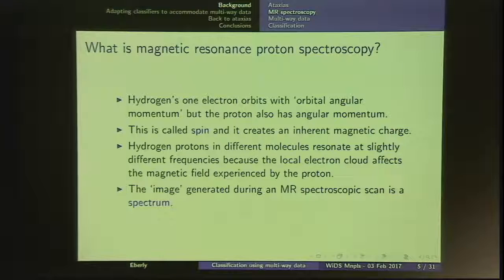So, MR proton spectroscopy. This is just a little bit of intuition about why MR works to get at biochemicals. You've probably heard enough about functional MRI and structural MRI to have an idea about that, but this is a little bit different. In particular, it is proton spectroscopy. You can also do sodium spectroscopy and phosphorus spectroscopy. In this case, hydrogen's one electron orbits, like the Niels Bohr model of the atom. But the proton also has angular momentum, and that is called spin, and that creates an inherent magnetic charge.